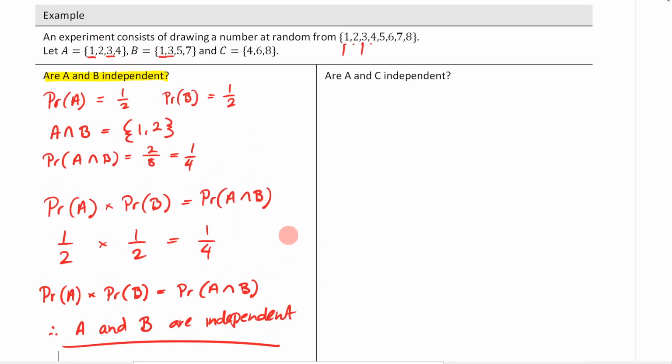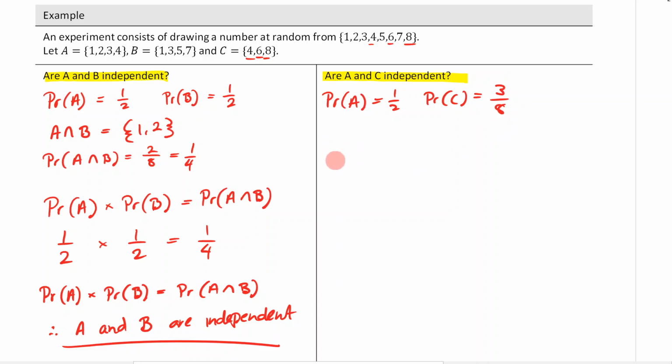Let's do the other one. Rub this out. Come over here. Are A and C independent? We're going to do the same thing. The probability of A is again a half. What's the probability of C? Okay, C is 4, 6, and 8. So obviously 4, 6, and 8, that's going to be 3 out of 8.